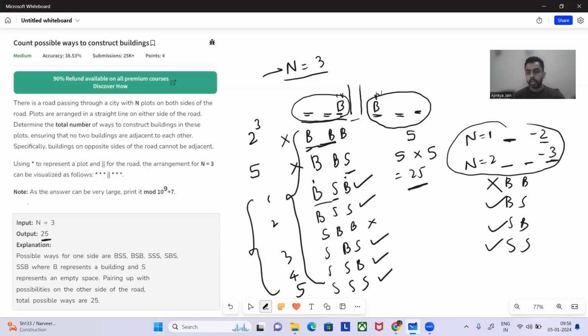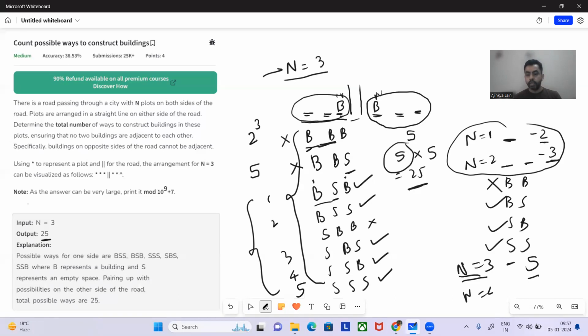When n equals 2, there are 3 ways, right? And when n equals 3, there are how many on one side of the road? 5 ways. We saw 5. So are you seeing the pattern here? When n equals 1 it is 2, n equals 2 it is 3, and n equals 3 it is 5. So simply what we are doing is the current is the addition of the previous two.